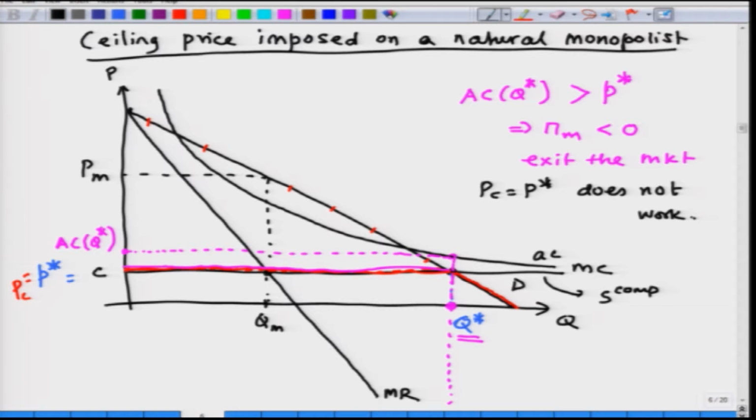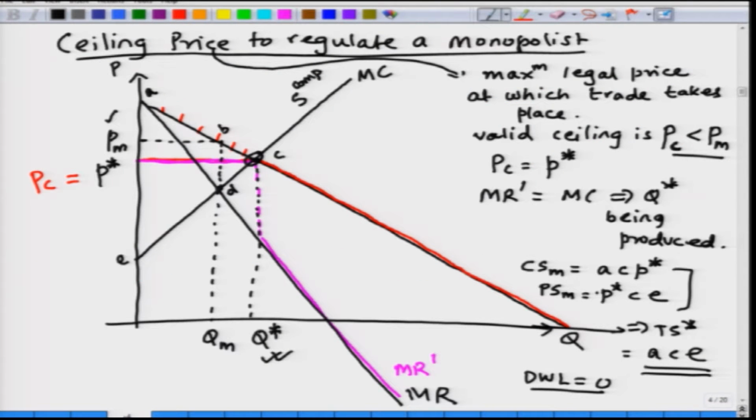Right. So, the reason this is important is that when we apply regulations like a ceiling price, it is extremely important to know the exact market structure in which the firm is operating. While it worked for a monopolist, it does not work for a natural monopolist.